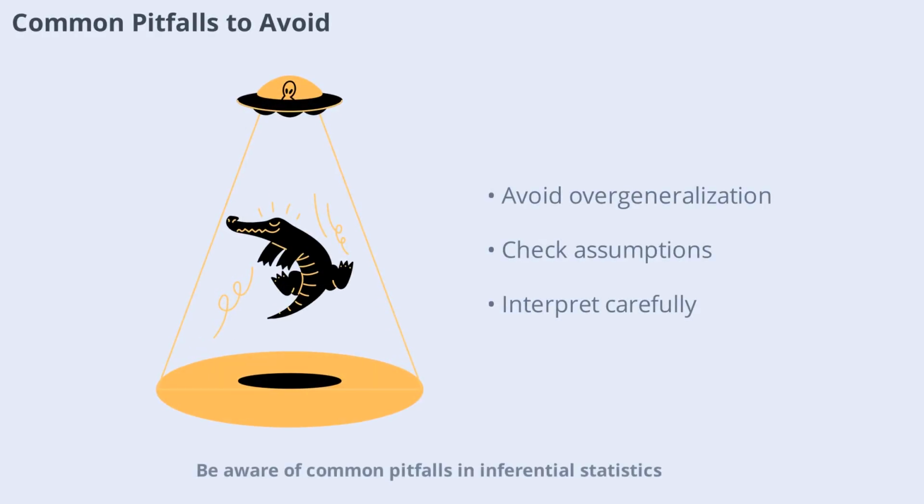Be aware of common pitfalls in inferential statistics, such as overgeneralizing from small samples, ignoring assumptions, or misinterpreting p-values. Always check your data, understand the methods you use, and interpret results within the proper context to avoid mistakes.